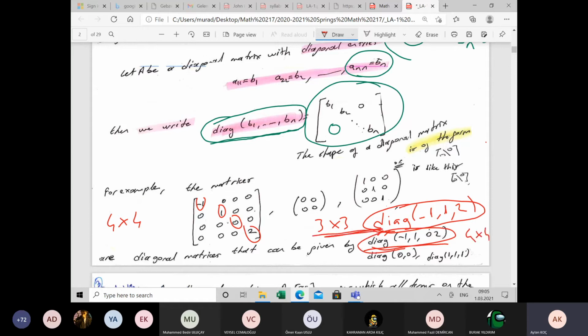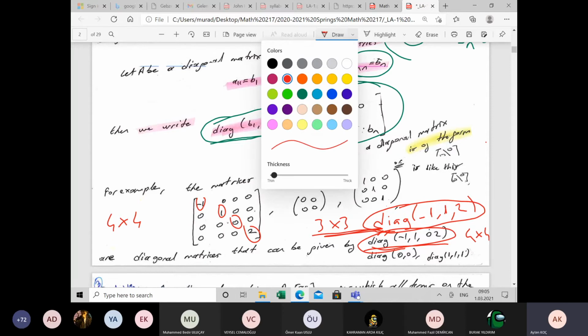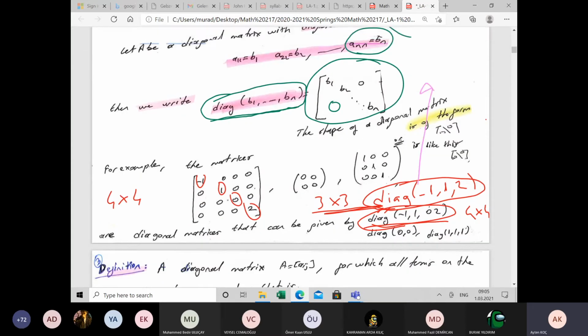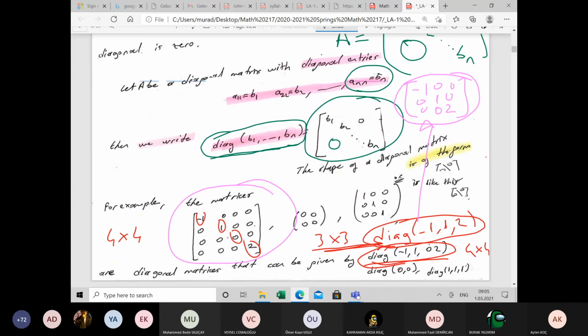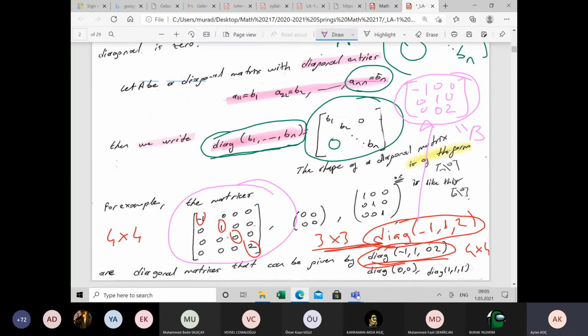Let me use a different color. Our matrix is this one: -1, 1, 2, 0, 0, 0, 0, 0, 0. Look at this matrix: it is 3 by 3, but this one is 4 by 4. Not omitted. It's okay. And also, for example, look at this one. This one is another matrix B. It's okay, another matrix B.